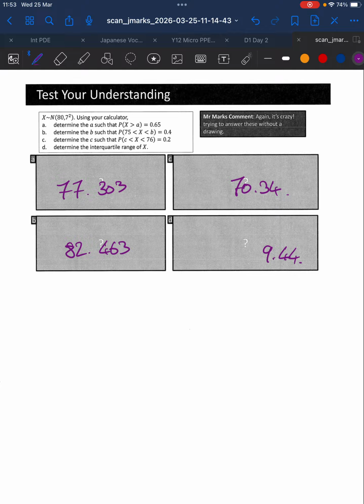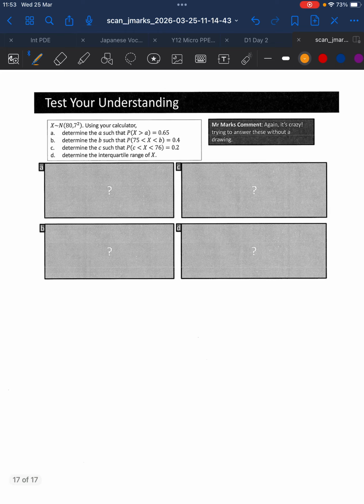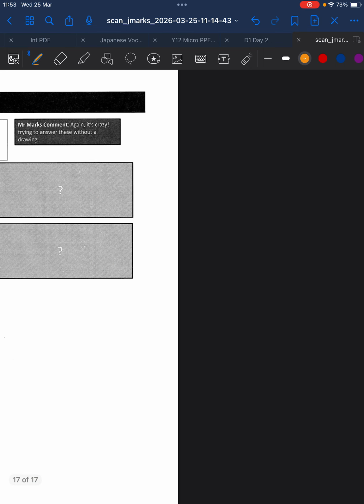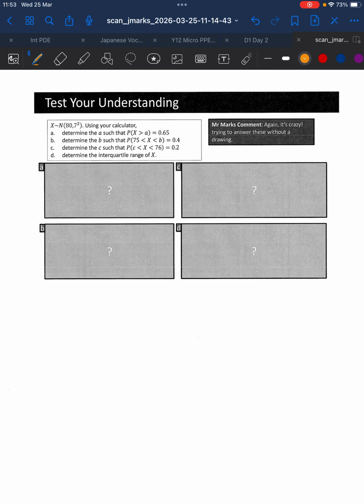Okay, so I'm not going to go over each of these bit by bit because they were covered on the previous one. Here, you need to use 0.35. Here, you need to work with the 75 first and then add on. Okay, here, you need to work out what goes up to 76 and then take off from that. And for interquartile range is 0.75 and 0.25 that you need to be using. So that takes us up then to the end of the inverse normal section.